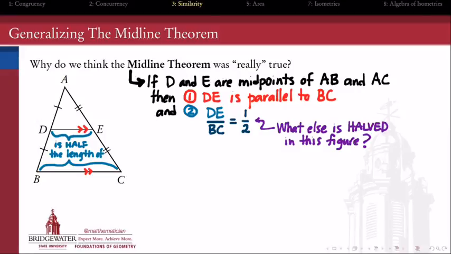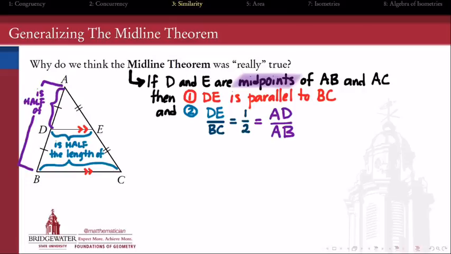And the answer lies in the word midpoint. After all, to construct this midline DE, we began by cutting the side AB in half, so that AD is 1/2 the length of AB. And likewise, we cut the side AC in half, so that AD over AB is 1/2, and AE over AC is 1/2. So there's a lot of halving going on in this figure. We've halved the side AB to construct the midpoint D. We've halved the side AC to construct the midpoint E.